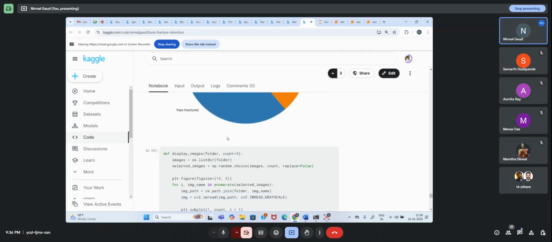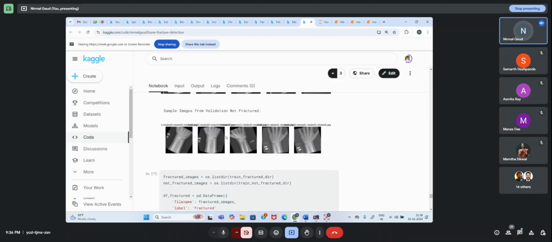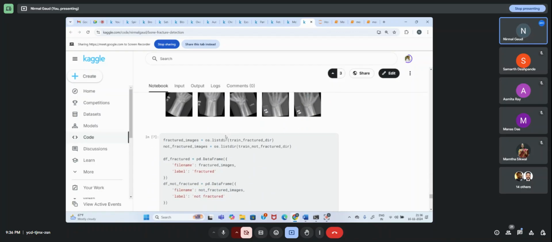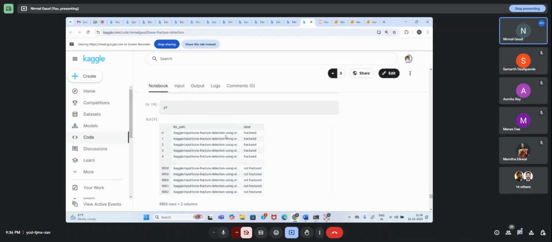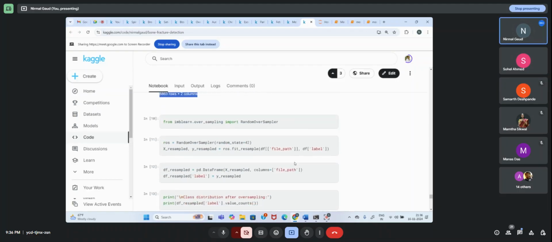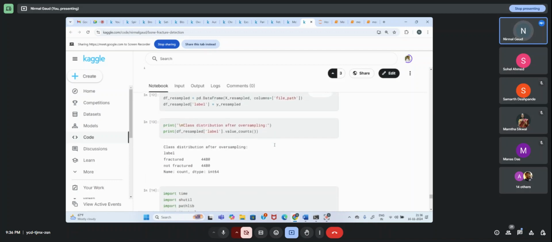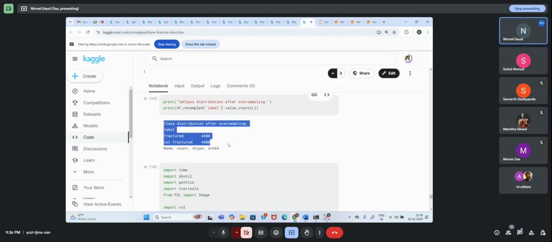Then what I did? See, this code is the same code which I use in each and every project. Everything is the same. I made a data frame. You very well know I always make a data frame. You have to also make a data frame. Then after making the data frame, I performed oversampling to equalize the images. 4480, I made it equal.